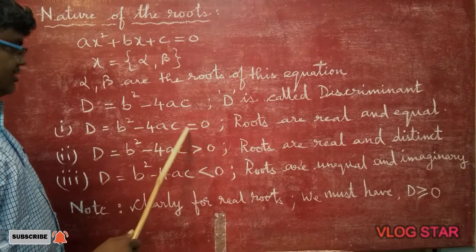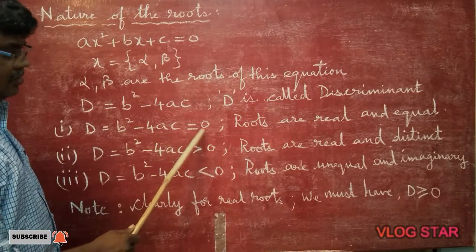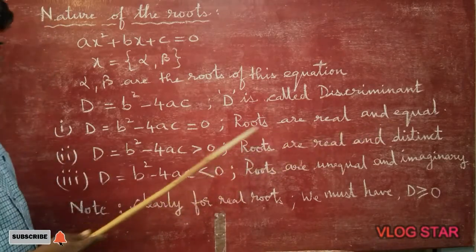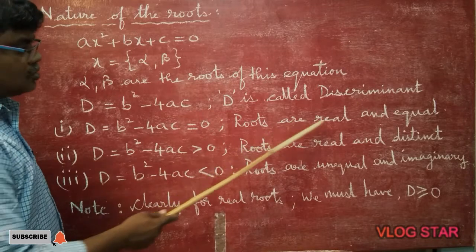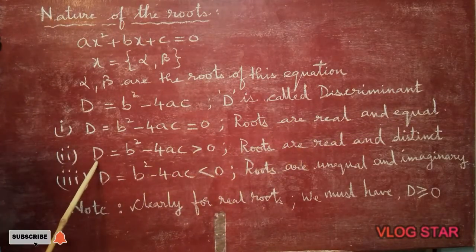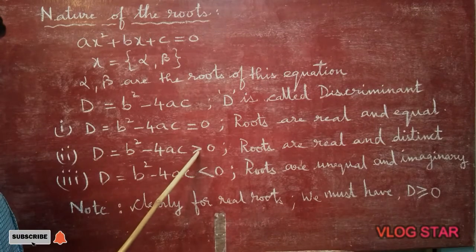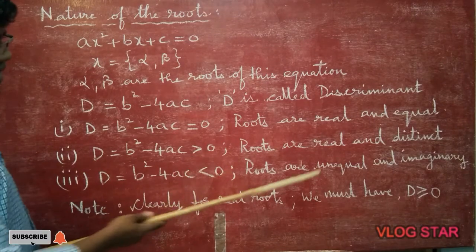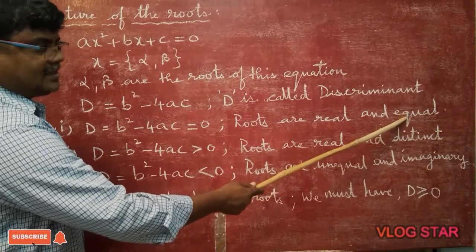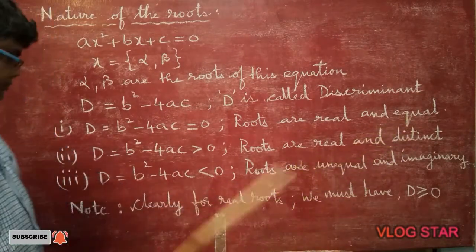Now D, what is D? B square minus 4ac. When you simplify, when you get 0, roots are real and equal. You have to learn this by heart. D is equal to 0, roots are real and equal. Coming to the second one, discriminant greater than 0: roots are real and distinct, different. Two answers will not be equal, not the same answer, different.